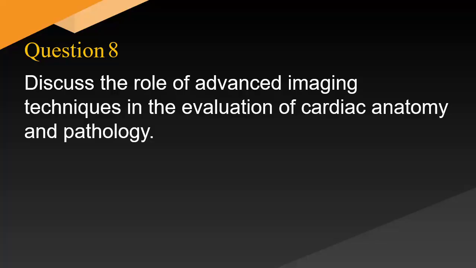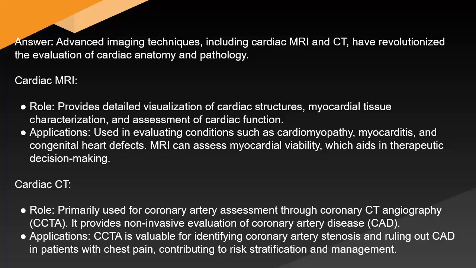Discuss the role of advanced imaging techniques in the evaluation of cardiac anatomy and pathology. Answer: advanced imaging techniques, including cardiac MRI and CT, have revolutionized the evaluation of cardiac anatomy and pathology. Cardiac MRI role: provides detailed visualization of cardiac structures, myocardial tissue characterization, and assessment of cardiac function. Applications: used in evaluating conditions such as cardiomyopathy, myocarditis, and congenital heart defects.